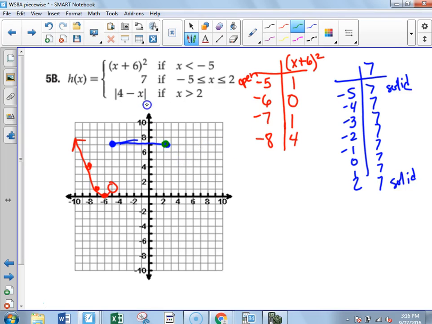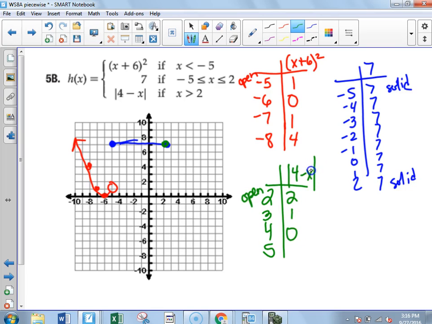Sorry. The next one starts at 2 and goes greater. 2, 3, 4, 5. It's some kind of a V, yes? But it's kind of weird. It's switched around weird. So let's just plot the points. It's going to have an open circle at 2 because it says greater than 2. 4 minus absolute value. So put in a 2. 4 minus 2 is 2. Put in a 3 is 1. Put in a 4 is 0.